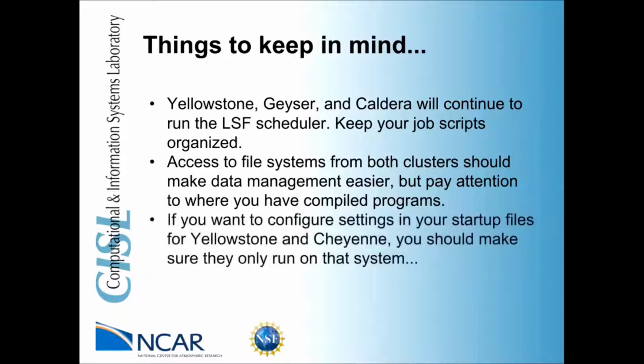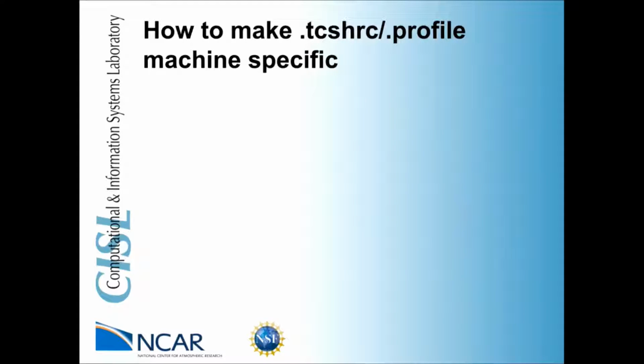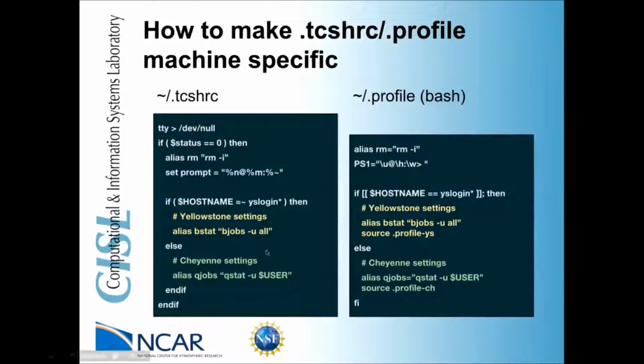And if you want to configure settings in your startup files for both machines, you should make sure that if you want to run a command only on one system, that actually happens. And here is a pretty simple example of how to do that. So when I say startup files, specifically I'm talking about the .tcshrc file if you're running C shell, or the .profile file if you're running bash. Here are examples of both.